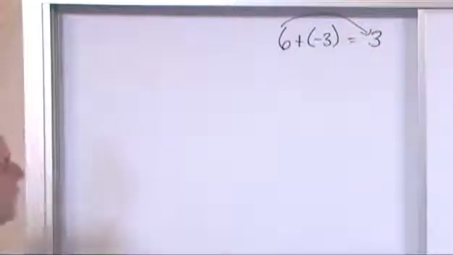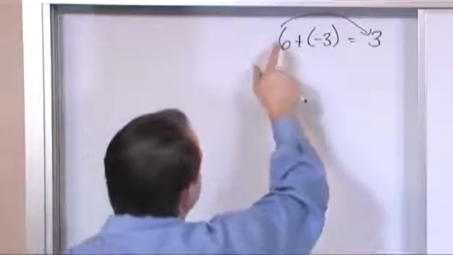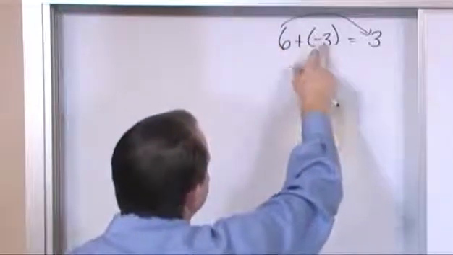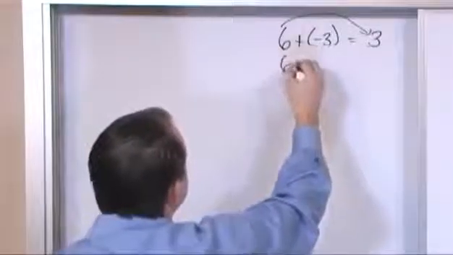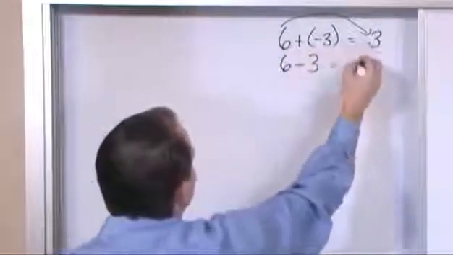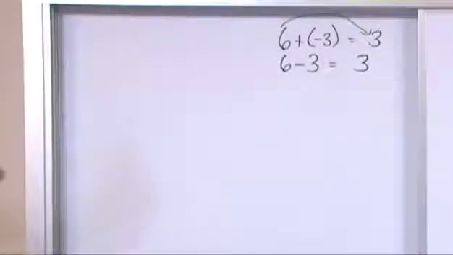I also taught you toward the end of the section that anytime you have something plus a negative something else, this plus negative business is exactly the same thing as just putting a minus sign in there. And then you already know that 6 minus 3 also gives you 3. So they're both very consistent.